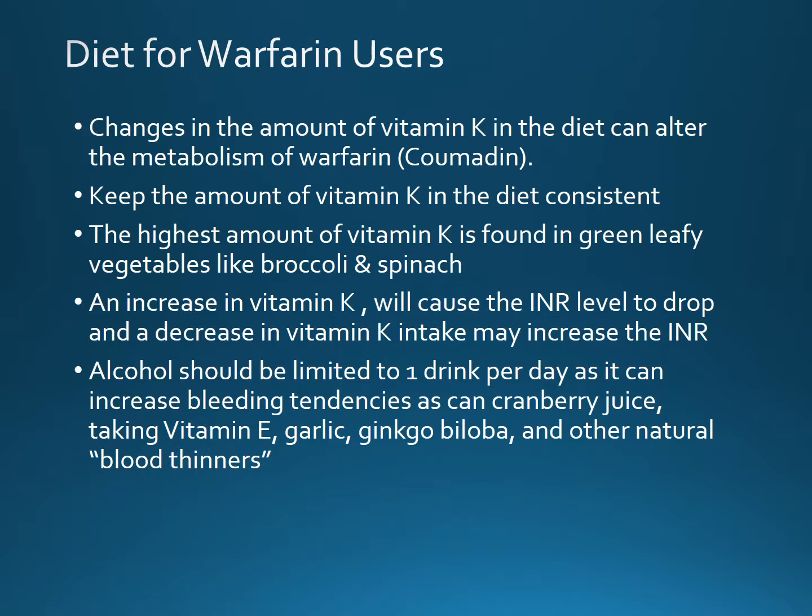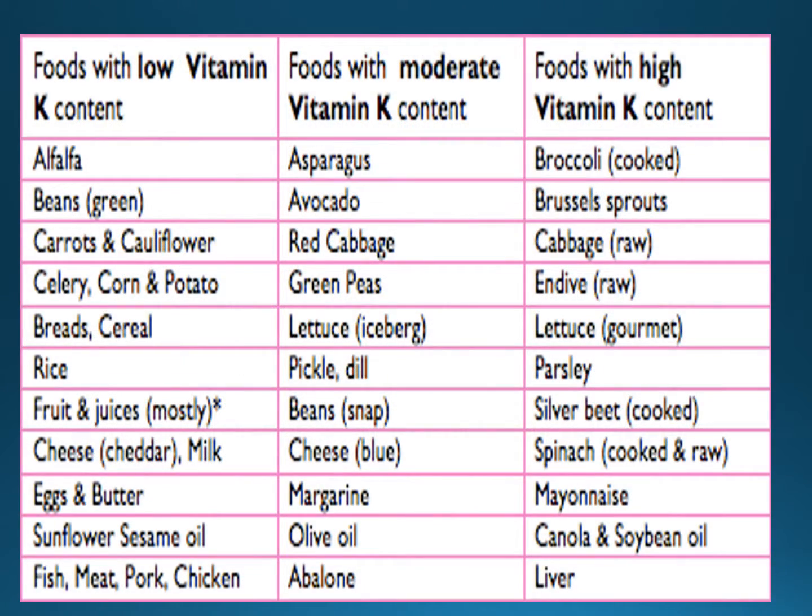Alcohol should be limited to 1 drink per day, as it can increase bleeding tendencies, as can cranberry juice, taking vitamin E, garlic, ginkgo biloba, and other natural, quote, blood thinners. This chart just shows foods that are high or moderate or low in vitamin K.